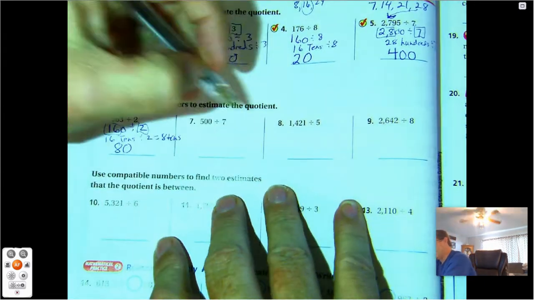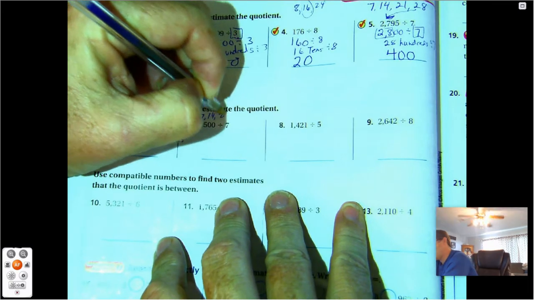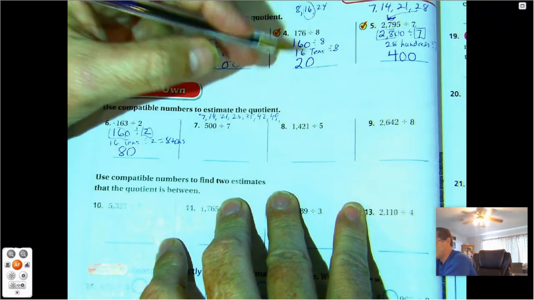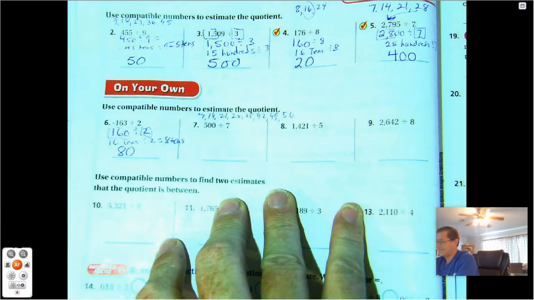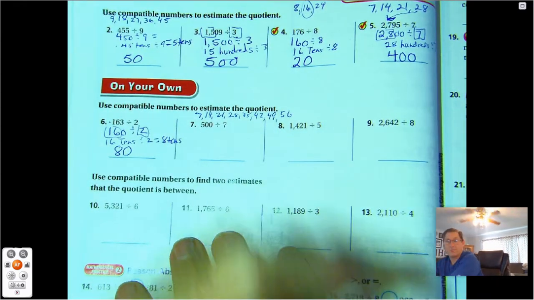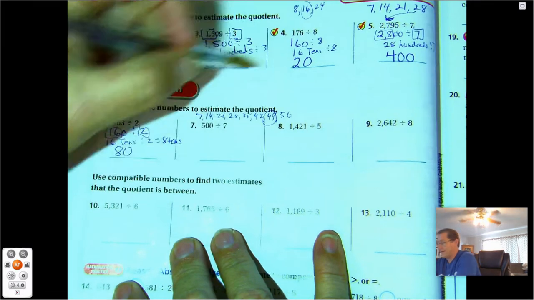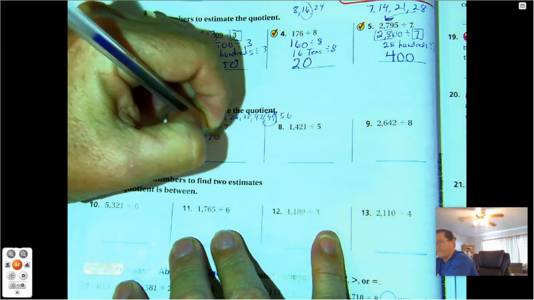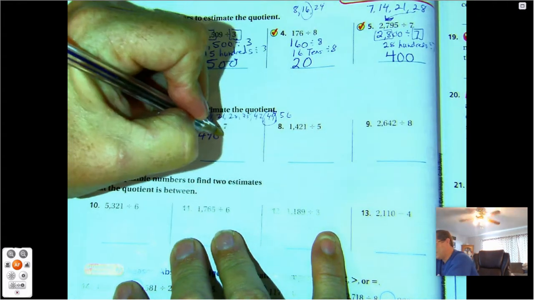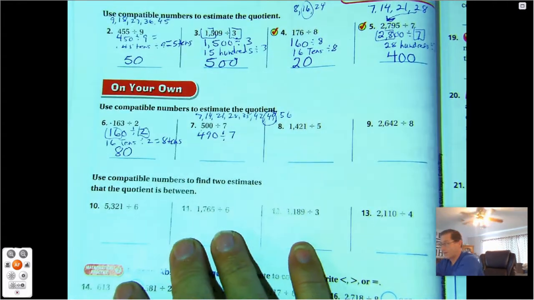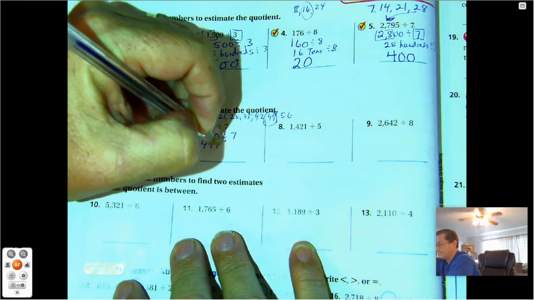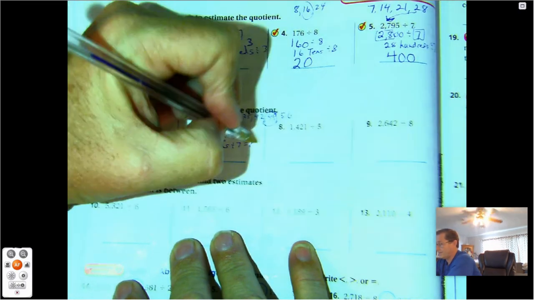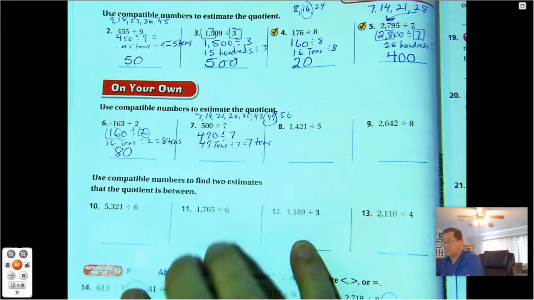7, 14, 21, 28, 35, 42, 49, 56. I'm going to choose the basic math fact 49 because that's closest to 50. So I'm going to rewrite 500 as 490 divided by 7. So we have 49 tens divided by 7. 49 divided by 7 is 7. 7 tens. 70.